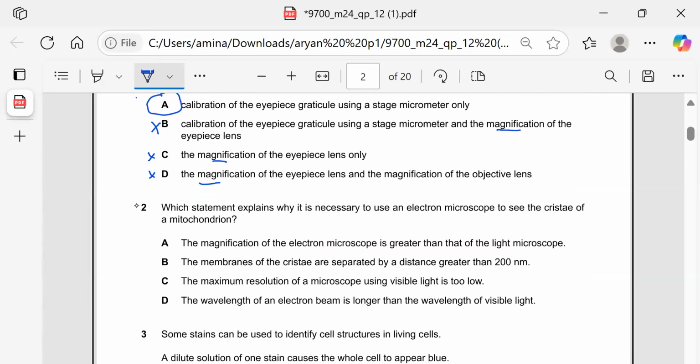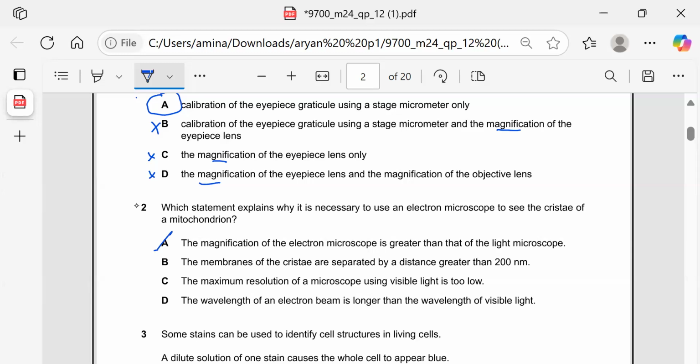Which statement explains why it is necessary to use an electron microscope to see the cristae of mitochondria? Again, I'm given 4 choices. The magnification of the electron microscope is greater than that of the light microscope. Always remember, when we are looking at a membrane, the size of the membrane is 7 nanometer. The resolution of the light microscope is 200 nanometer. So we are going to focus more on the resolution, not on the magnification. As we have to focus on the resolution, this choice will become wrong.